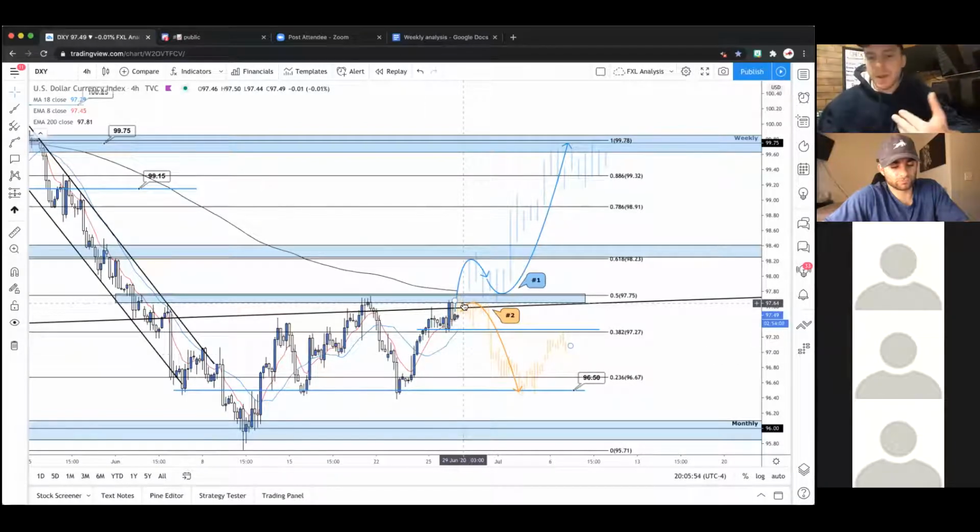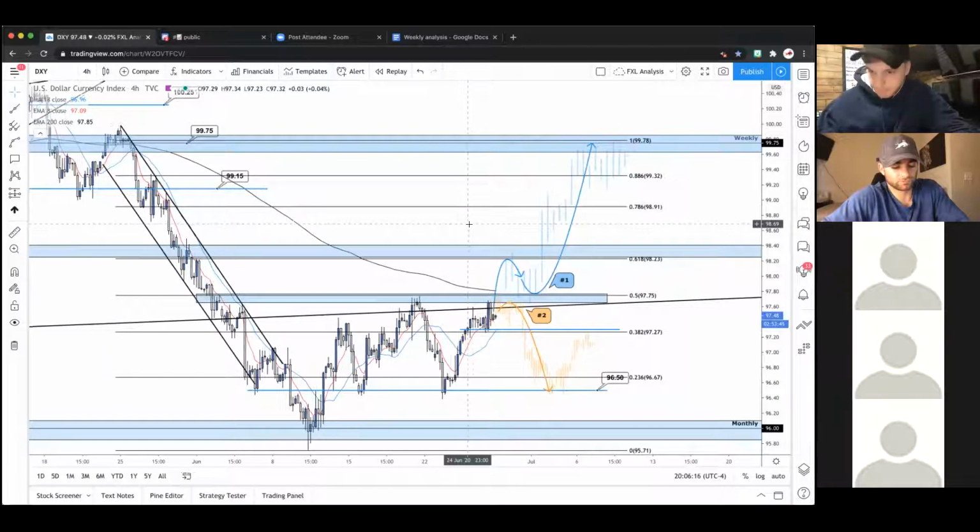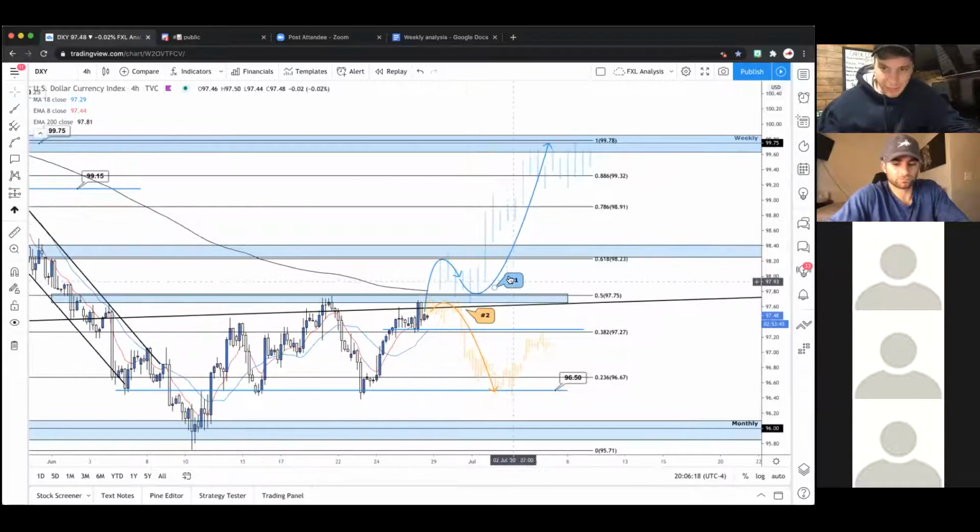In order to really confirm this long, we want to see a break of this resistance level right here at 97.7. We want to see a break of that, a pullback, a test as support, and then a confirmed higher low. That would give us a lot of confidence that this is going to continue into a strong 4 hour bullish trend and resume the overall bullish sentiment. This is trade path 1. I have this highlighted here.